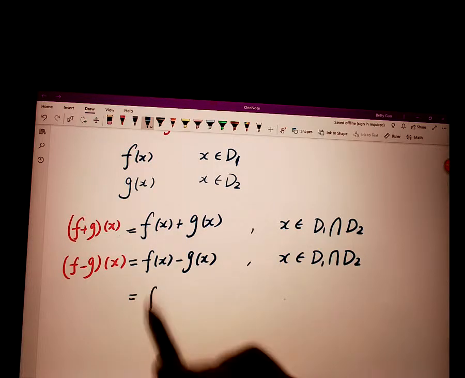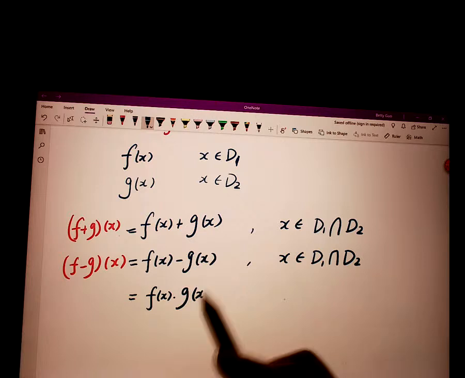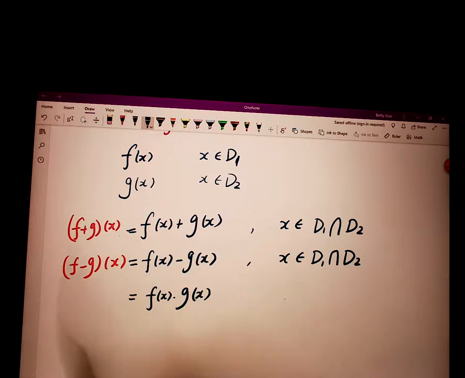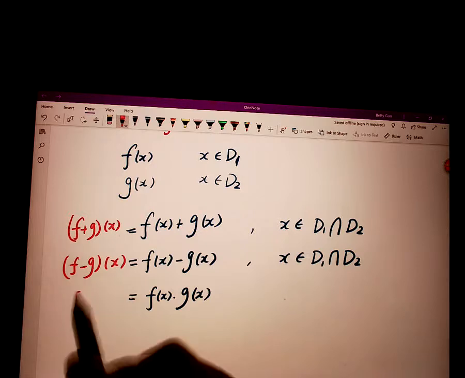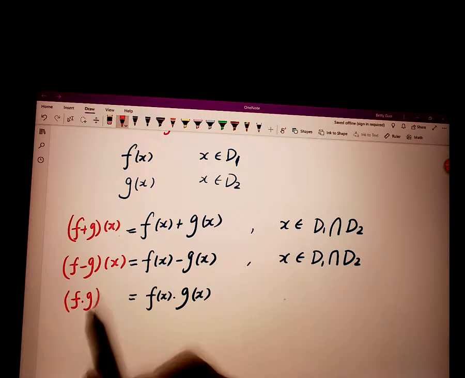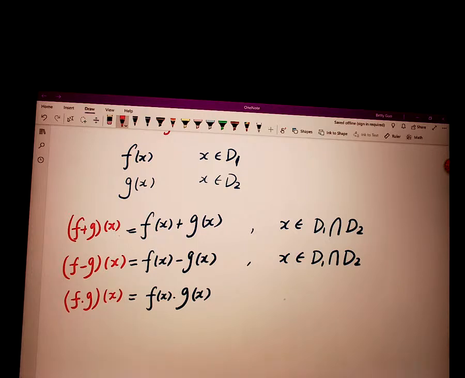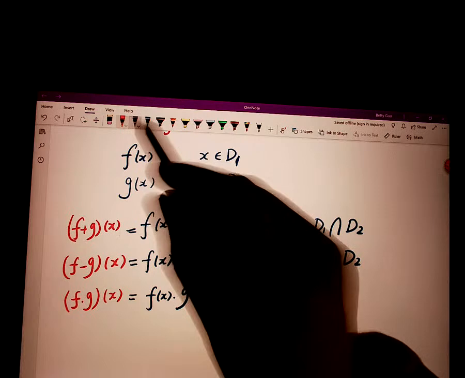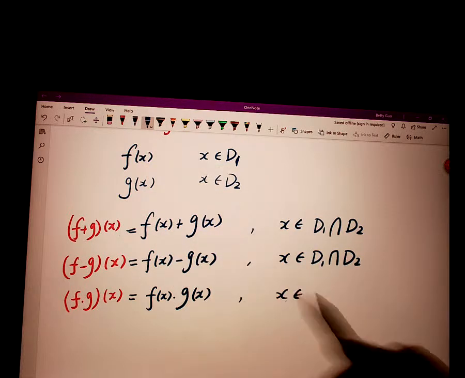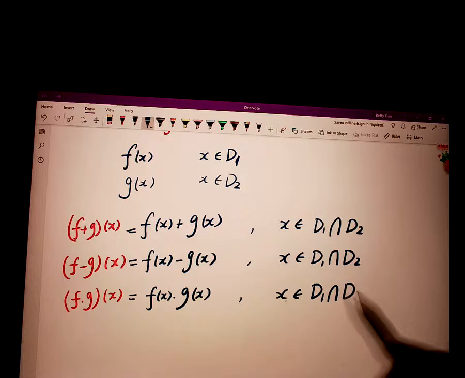We define f(x) times g(x) as the product function of f and g. Notation, very important, (f · g)(x). Sometimes you don't see the dot. Sometimes you see a dot. They mean the same thing. The product function of f and g. Sometimes you don't even have a dot in between f and g. Sometimes you see a dot. That is the product function of f and g. Same thing with the domain. Domain is the intersection of D1 and D2.